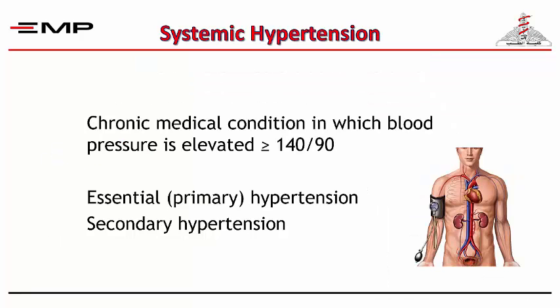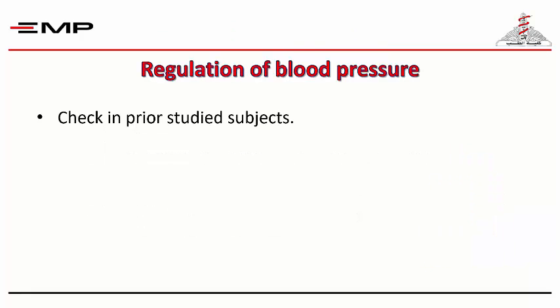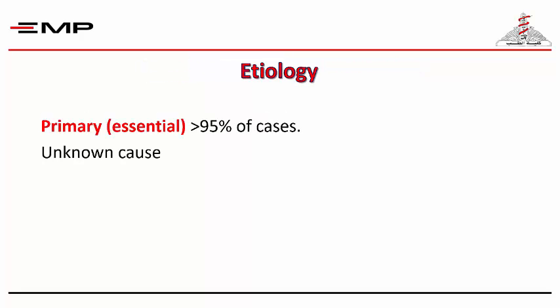Systemic hypertension, systemic arterial hypertension, is a chronic medical condition in which blood pressure is elevated to more than or equal to 140/90. It can be differentiated into two main types according to etiology: essential or primary hypertension and secondary hypertension. You need to check the regulation of blood pressure in your previously studied subjects. Primary or essential hypertension is by definition of unknown cause. It represents more than 95% of cases of hypertensive patients.